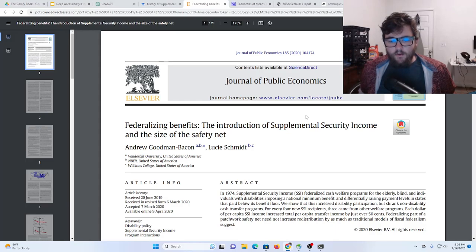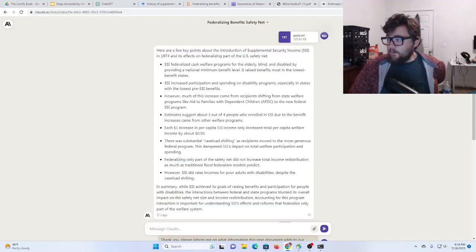For every 4 new SSI recipients, 3 came from other welfare programs. Each dollar of per capita SSI income increased total per capita transfer income by just over 50 cents. Federalizing part of a patchwork safety net need not increase redistribution by as much as traditional models of fiscal federalism suggest. Now, what's interesting is when I run this through Claude, I get a similar response.